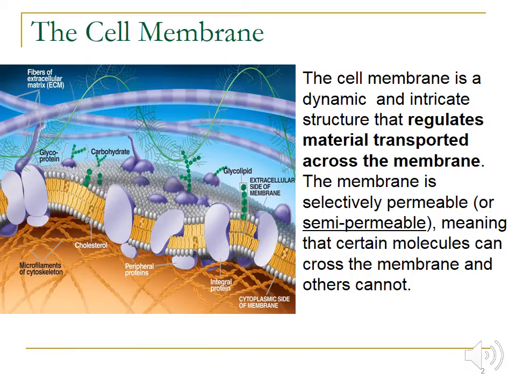When we're thinking about the cell membrane, we want to remember that we are primarily concerned with how the cell membrane, through its structure, regulates the movement of molecules across that membrane. The membrane is what we call selectively permeable or semi-permeable. So that means that certain molecules can move across the membrane and others can't.